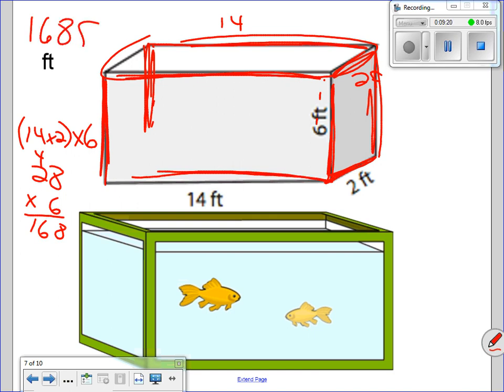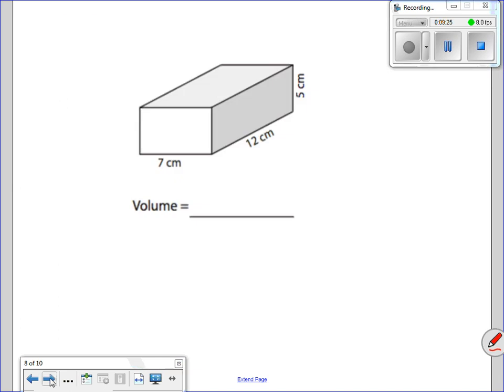168 feet cubed is how big this fish tank is. Let's take a look at this shape. Same concept here. Let's see if I can draw a better example in the background there. That looks a little better. Still absolutely horrible. I apologize. But let's take a look.